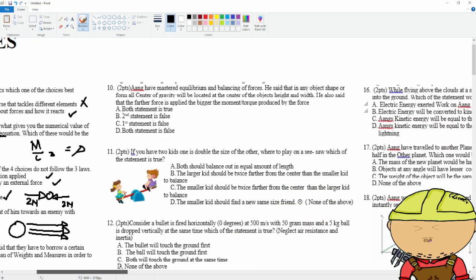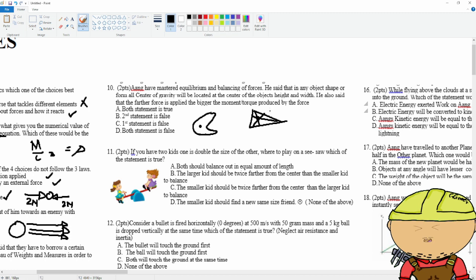That's a conversion question. Ang has mastered equilibrium and balancing of forces. Way to go, Ang. You have balanced the earth. He said that in any object, shape, or form, all center of gravity will be located at the center of the object's height and width. No. I mean, in any object, shape, or form, how about a boomerang? It's not in the center, no? How about a triangle? Technically, it's in the center, but it's at the 2/3 height. It's not in the middle. It's not in the center of height, okay? So that's a no. First statement is wrong.